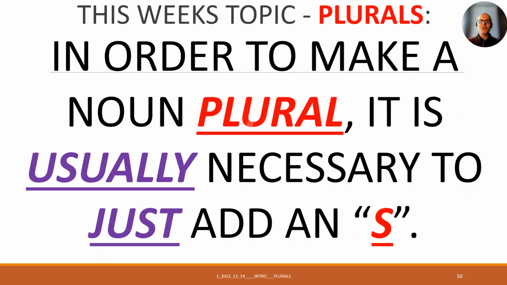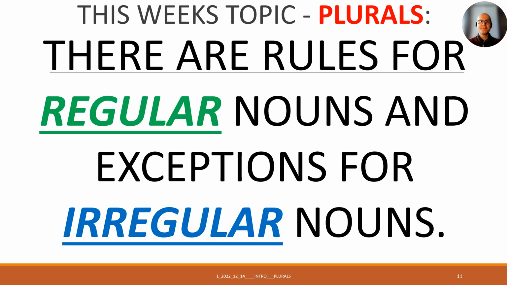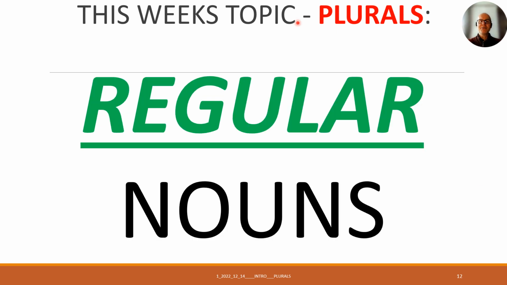In order to make a noun plural, it is usually necessary to just add an S. There's going to be different rules for regular nouns and irregular nouns. So we're going to go through those different rules. But usually you just need to add an S to make a singular noun into a plural. There are rules for regular nouns and exceptions, of course, unfortunately, for irregular nouns. Let's look at regular nouns first.